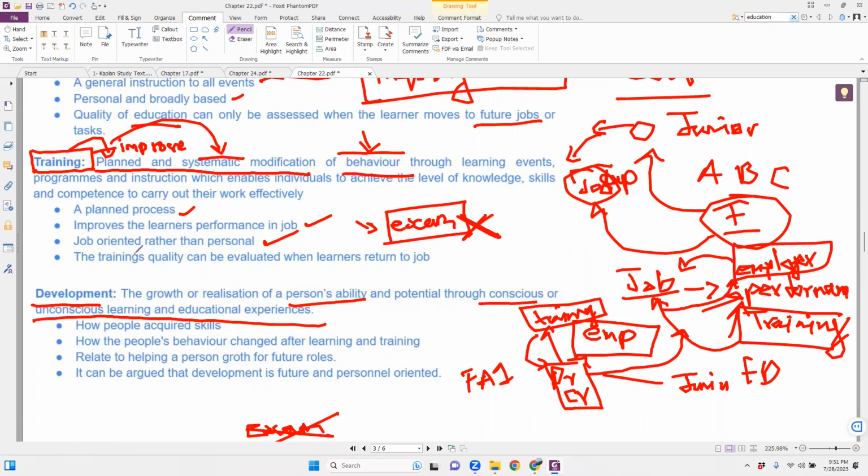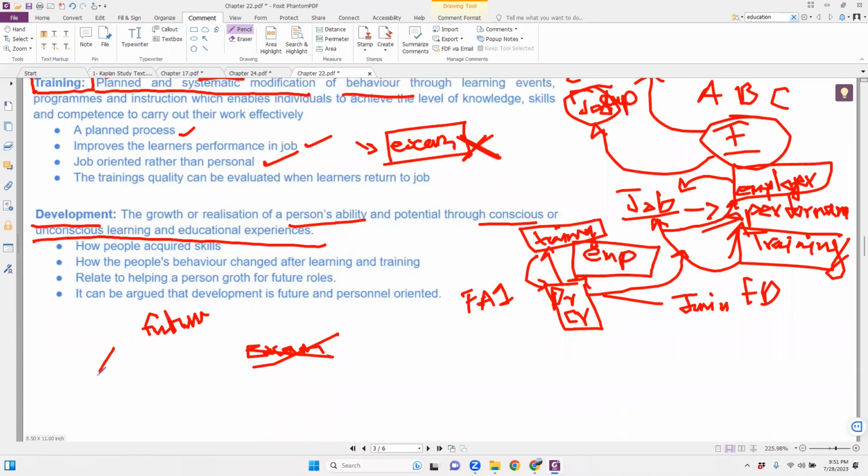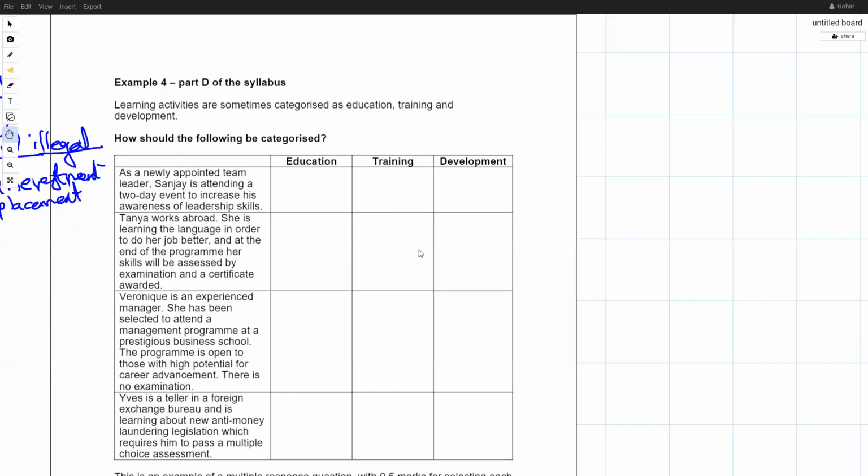But in development, you learn something of your own will. There is no one who will guide you. You will learn something on your own, the way you want to do it, or someone will teach you, but at the same time it will be related to the future, just as in education. But the only difference between education and development is that in education there is always an exam at the end, whereas in development there is no exam at the end.